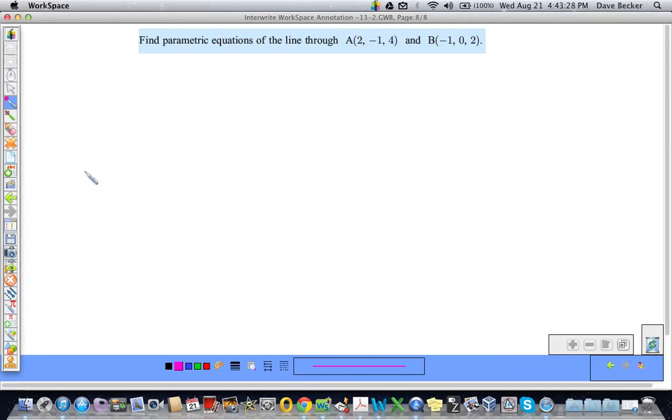Okay. So one final example, and I'm going to shut up. Find parametric equations of the line through 2, -1, 4, and -1, 0, 2. So this is in 3 space. So, I'm not quite sure where this is. Maybe I'll try and just do a quick sketch here. So x, y, z.